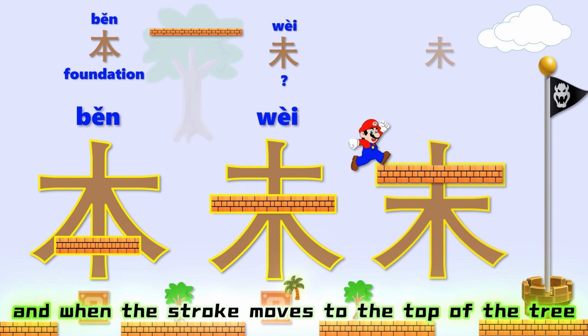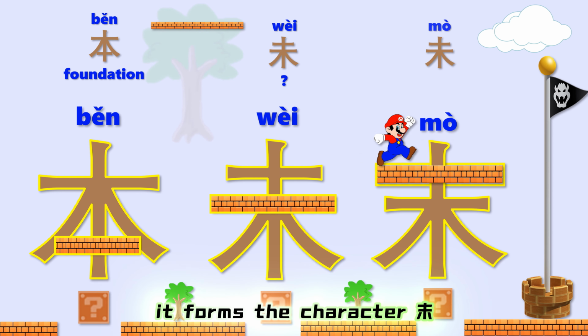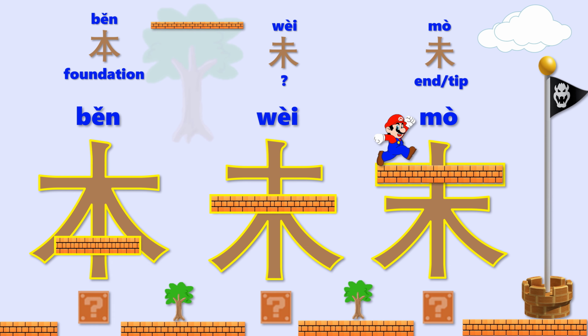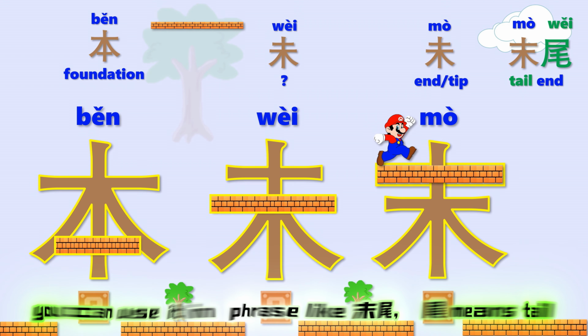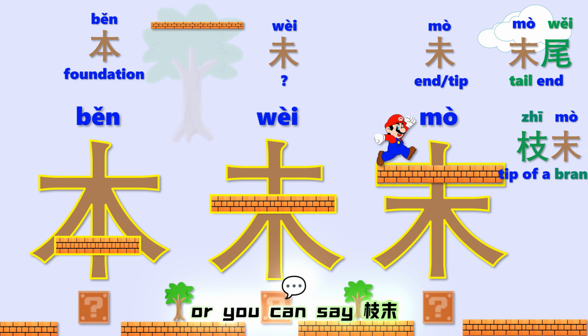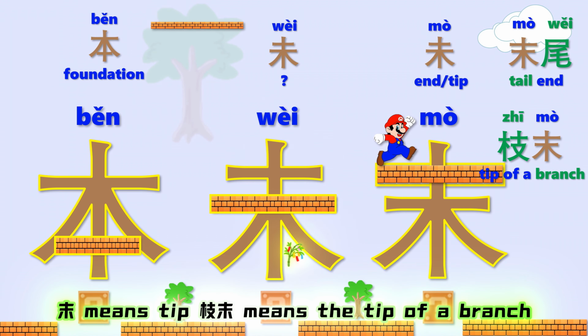And when the stroke moves to the top of the tree, it forms the character Mo, which means end or tip. For example, you can use it in phrase like 末尾. Wei means tail, 末 means end, 末尾 means tail end. Or you can say 枝末. 枝 means branch, 末 means tip. 枝末 means the tip of a branch.